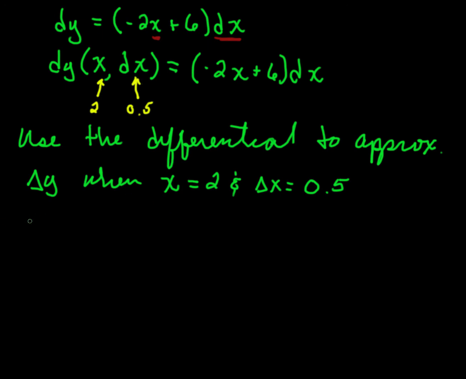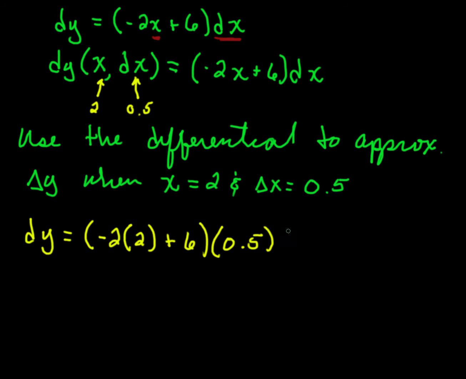Okay, so in this case, the differential of y is equal to negative 2 times 2 plus 6, then dx is going to be times 0.5, which is negative 4 plus 6 is 2, so that's 2 times 1/2, which is 1. So using the differential, the change in y is approximately 1 unit.